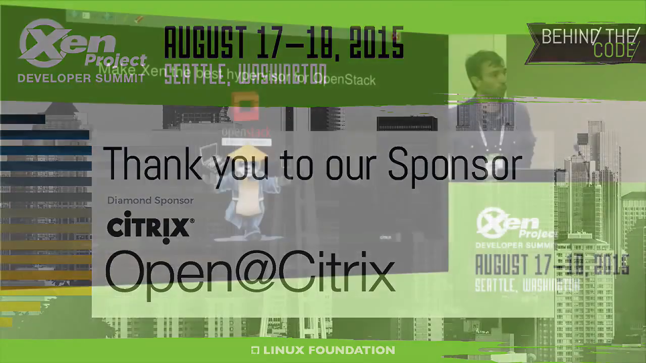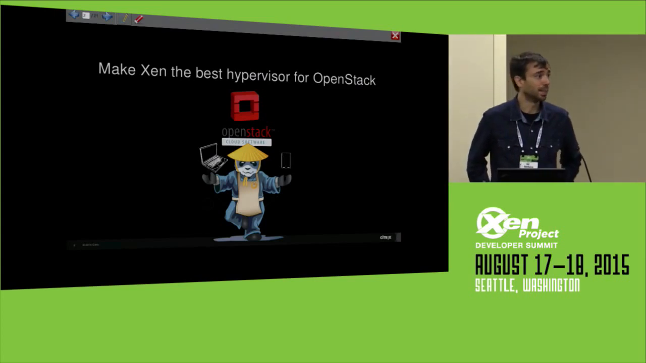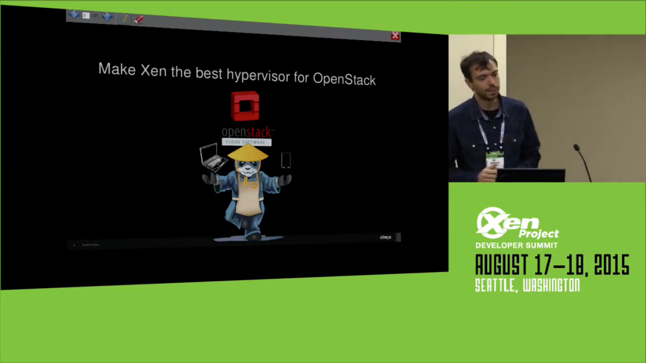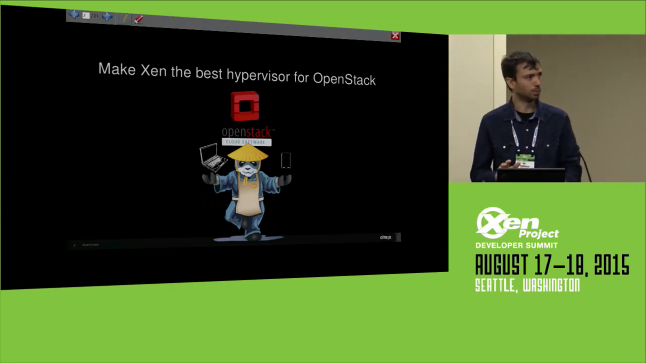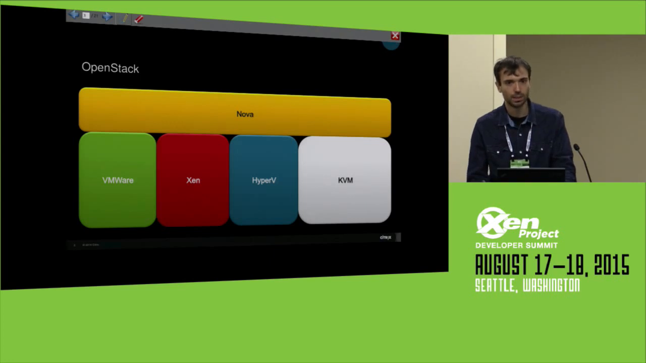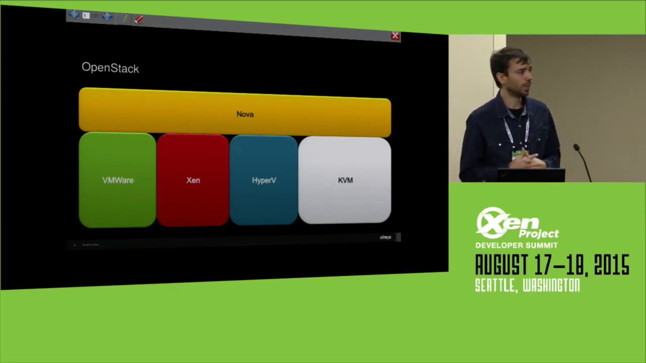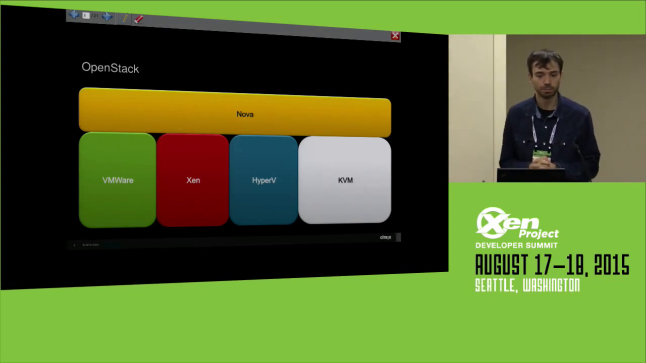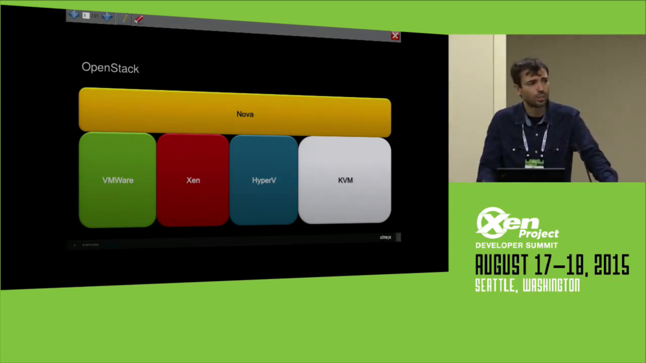We set ourselves the goal of making Xen the best hypervisor for OpenStack. To better understand what that means, I'm going to go into a few details of how OpenStack works. I don't know how familiar you are with it, but OpenStack is made up of many different components. Most of them are actually optional, so you can have very different OpenStack configurations, and no two are usually the same, right?